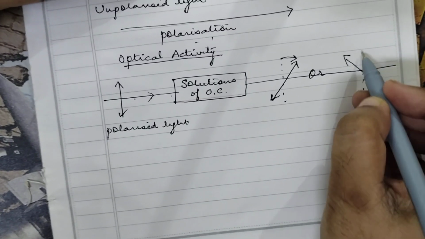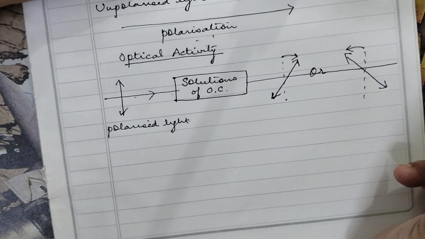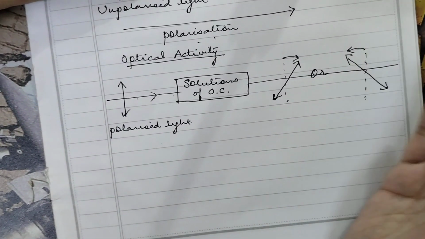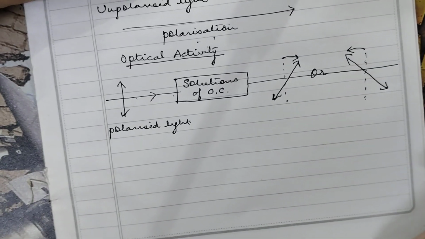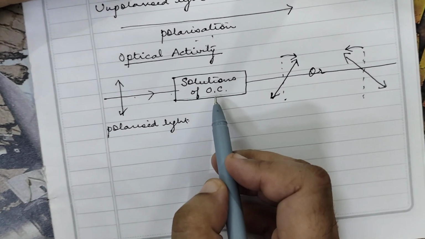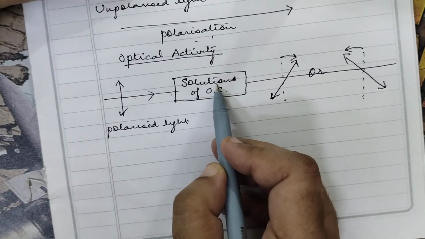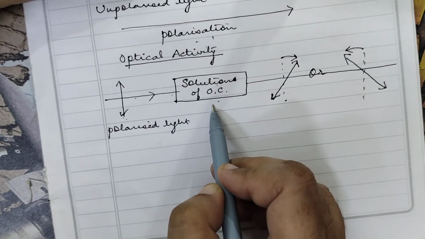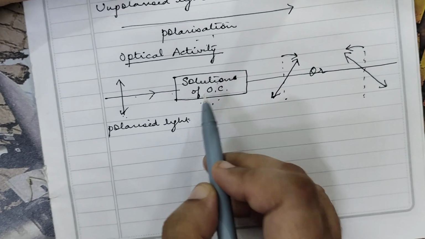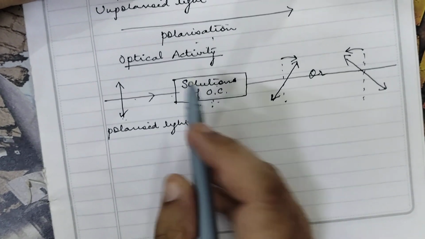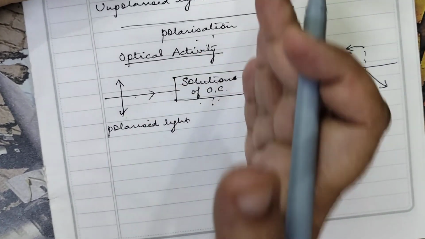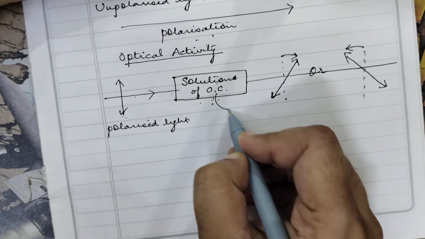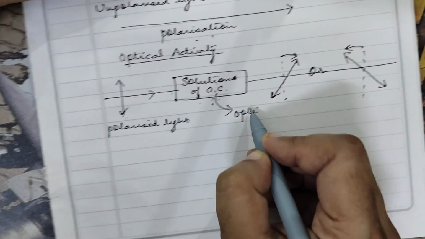This was the original direction. Now it has rotated it towards left hand side. There are only two possibilities. Either the plane can be rotated towards right hand side or it can be rotated towards left hand side. So if there is an organic compound in the solution form, and if polarized light is passed through this solution and this organic compound solution is capable of rotating its plane either towards right hand side or towards left hand side, then this organic compound is called optically active.